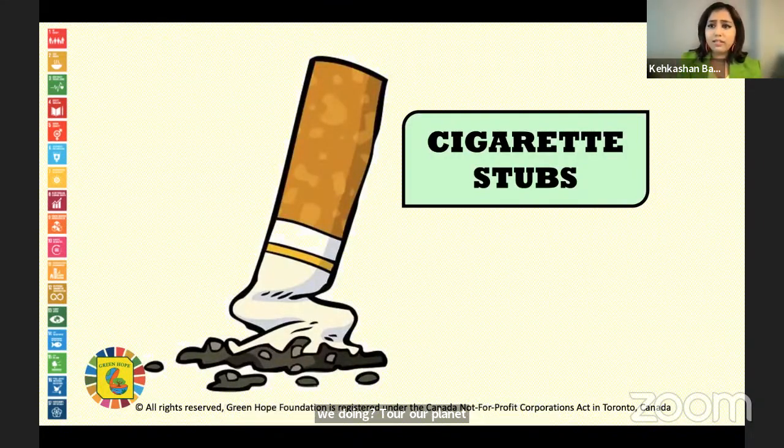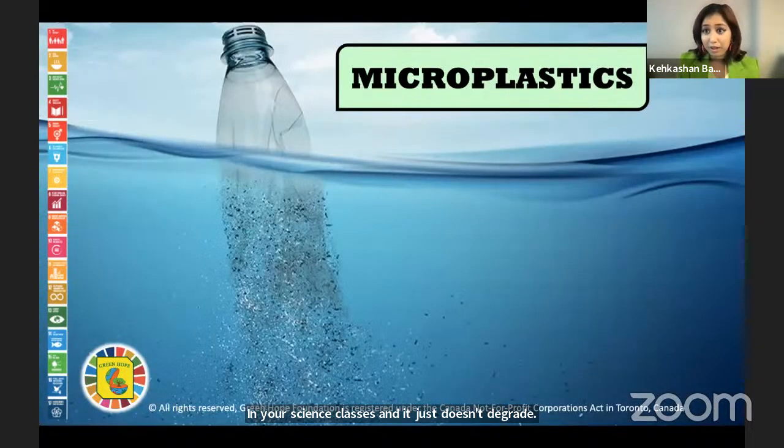And we see this in cigarette stubs. So it's not just one kind of plastic that is affecting our ecosystems. Smoking is very bad for your health and for the environment, but cigarette stubs also have a plastic that is difficult to disintegrate, called cellulose acetate. You'll learn about it as you grow older in your science classes, and it just doesn't degrade. So it's just stuck there. And that is really bad for our planet.